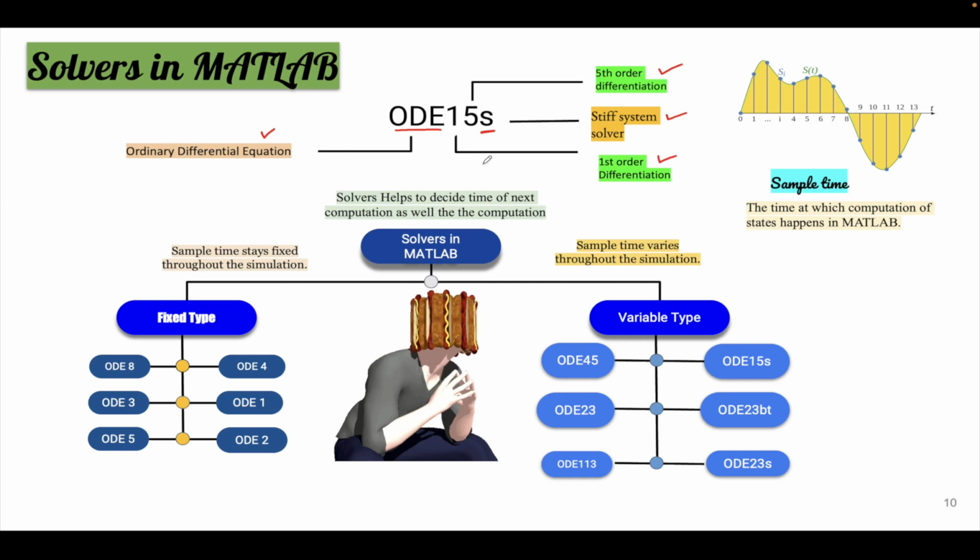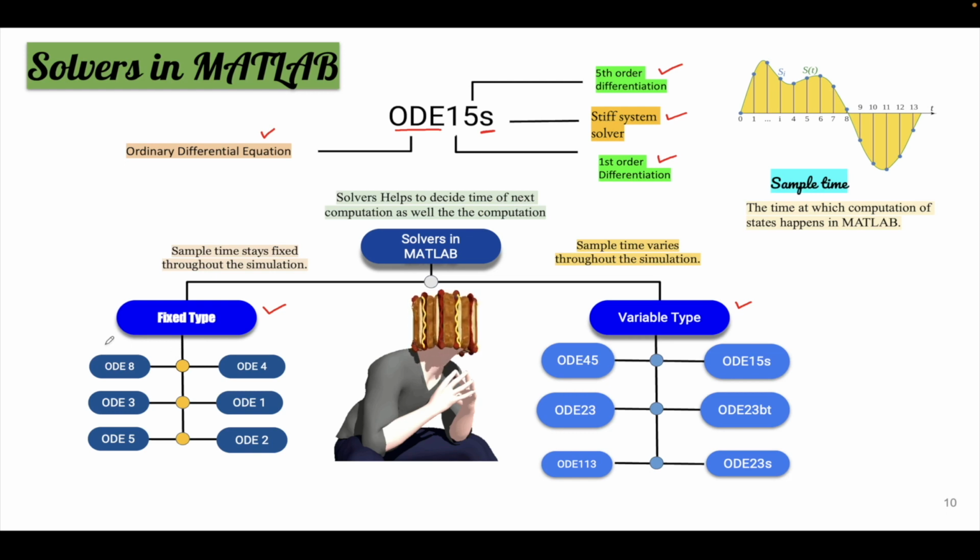So based on these, there are two major categories. As we have seen already, we have a fixed type solver and we have a variable type solver. Let's see what the different types of solvers are and what is the difference in the names of the fixed type solvers and the variable type solvers.